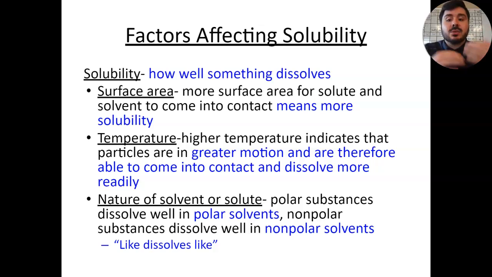Okay, so this phrase of like dissolves like is really important because it drives home that idea that only a polar substance can dissolve a polar substance and only a nonpolar substance can dissolve a nonpolar substance. Okay, otherwise, nonpolar will not dissolve polar and polar will not dissolve in nonpolar, right? They have to be the same. Like dissolves like.